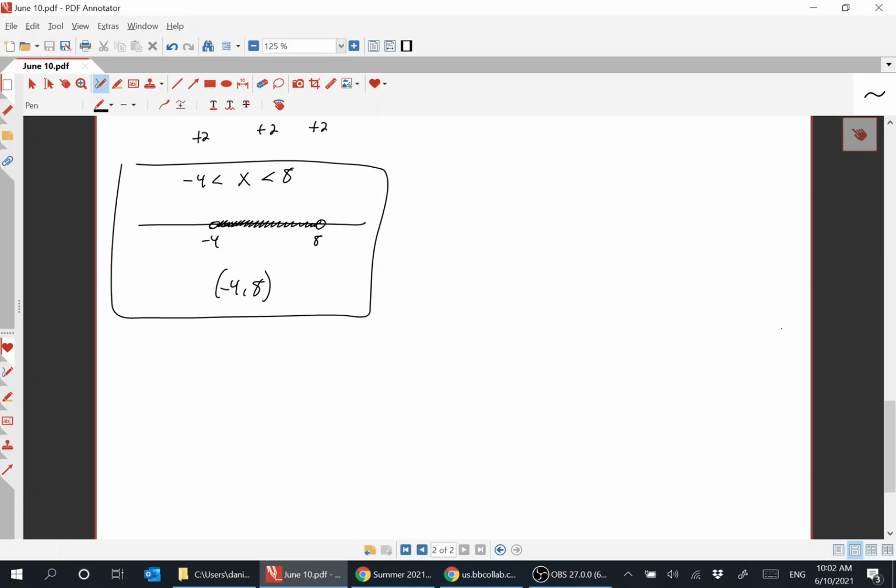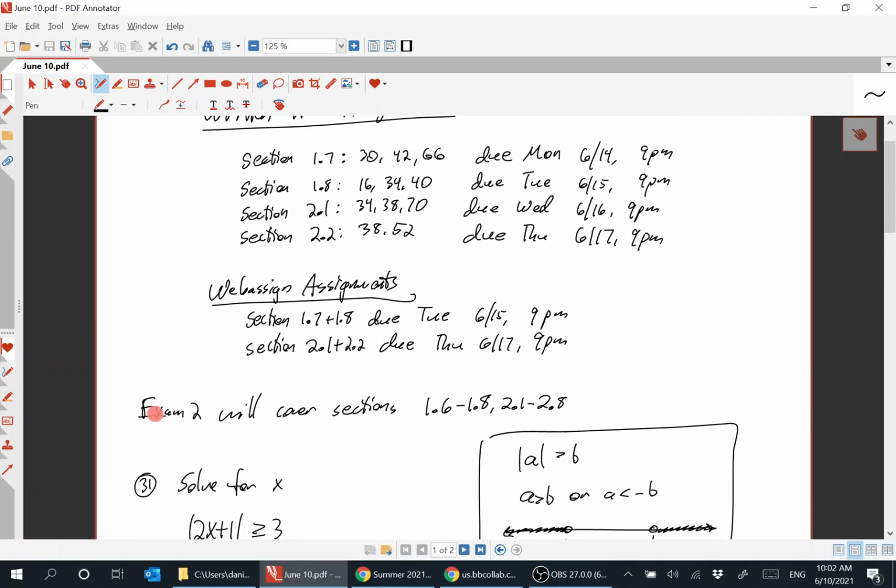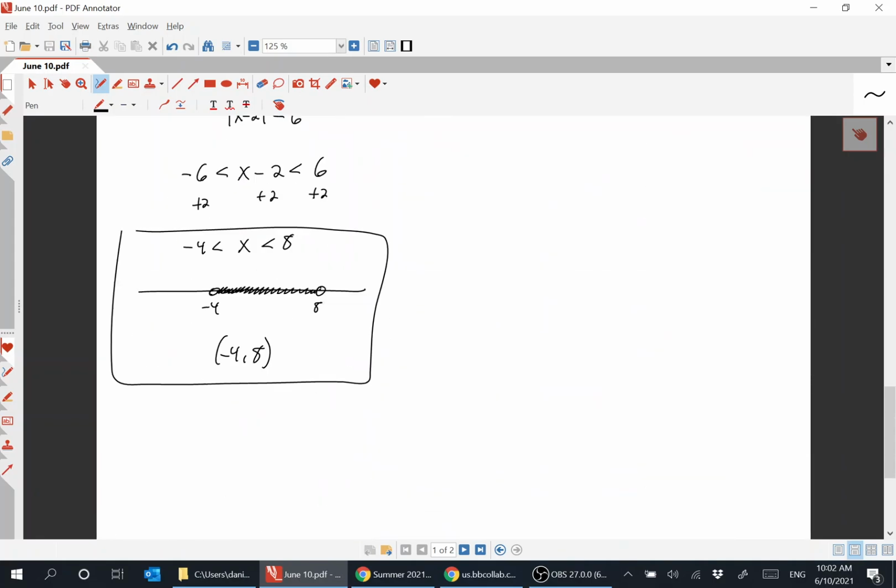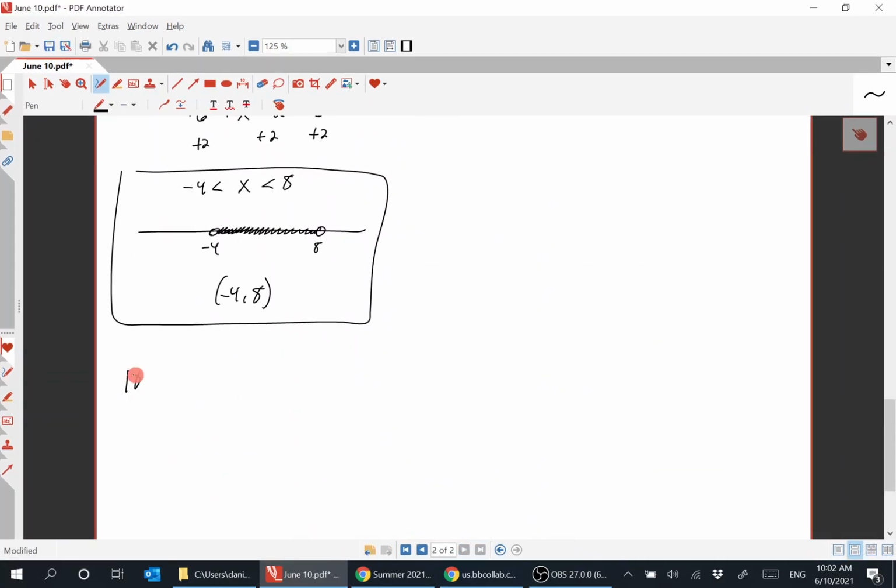Oh, well, those are actually not so similar to 16. However, which one? I assigned 16 or 18? 16. Let's do 18, similar to 16. So number 18, so this is similar to number 16. So solve for x. 20 plus absolute 2x minus 4 equals 15.